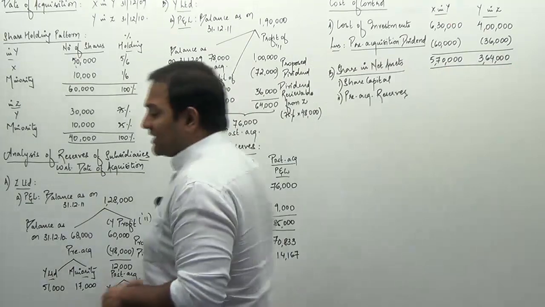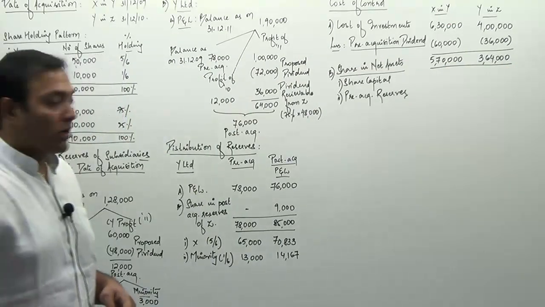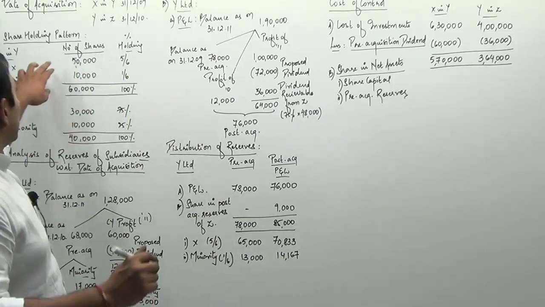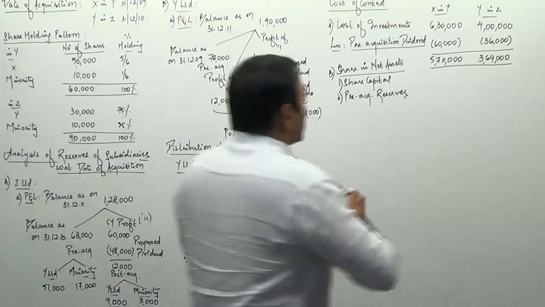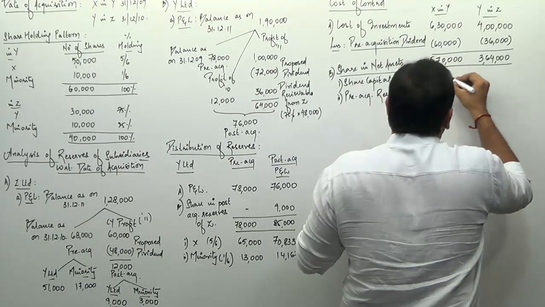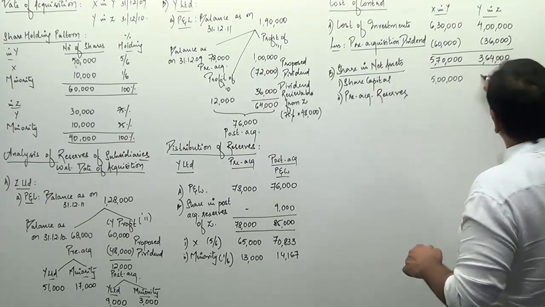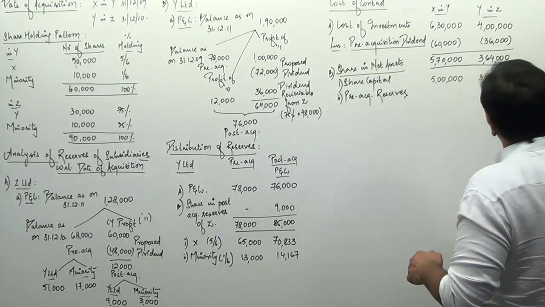Check share capital, each share is 10 rupees. Each share is 10 rupees, so accordingly give the values. X and Y holds 50,000 shares, so my share capital held is 5 lakhs. Y and Z, 30,000 shares, so the share capital is 3 lakhs.